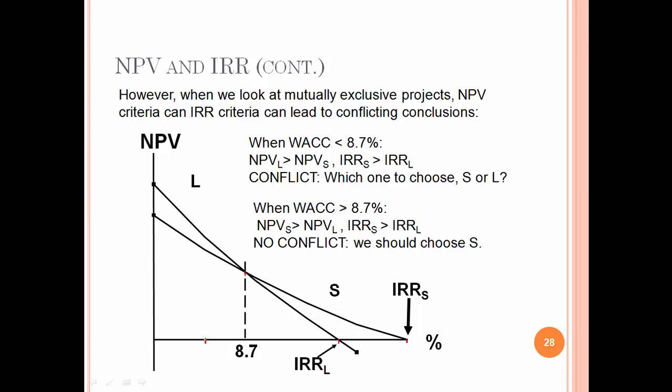Now when we have a low WACC and apply the low WACC, say 5%, to both project L and project S, we understand that project L's NPV is here and project S's NPV is here, which means project L has a higher NPV than project S when WACC is about 5%. If we follow the NPV rule, then we would choose project L. But if we look at IRR, project S has a higher IRR. So that presents a conflict. Which one do we choose, S or L? Do we follow the IRR rule, or do we follow the NPV rule?